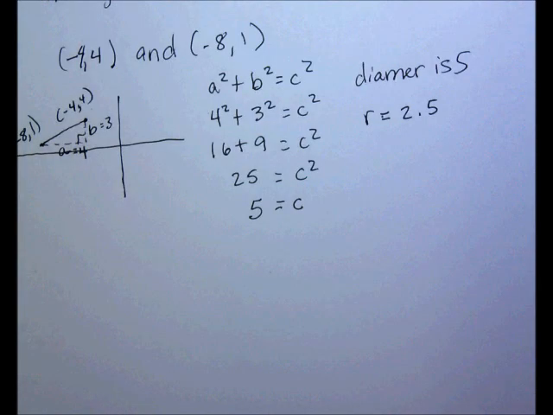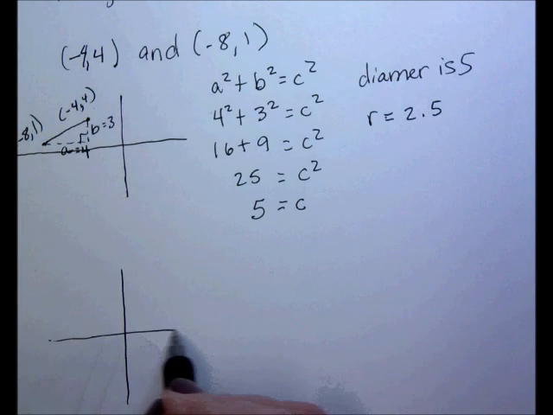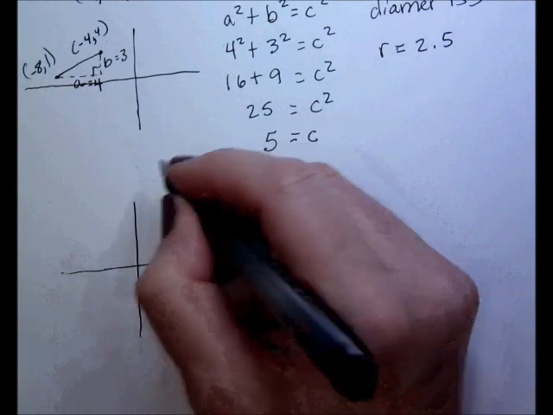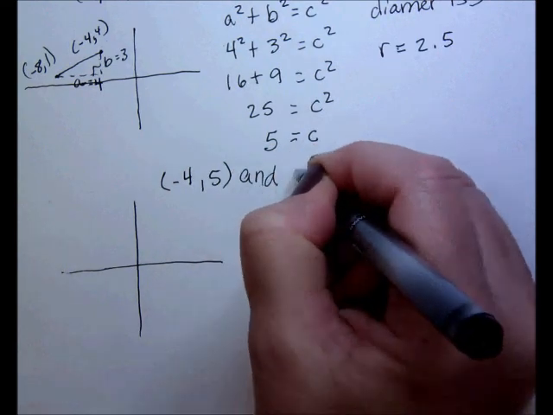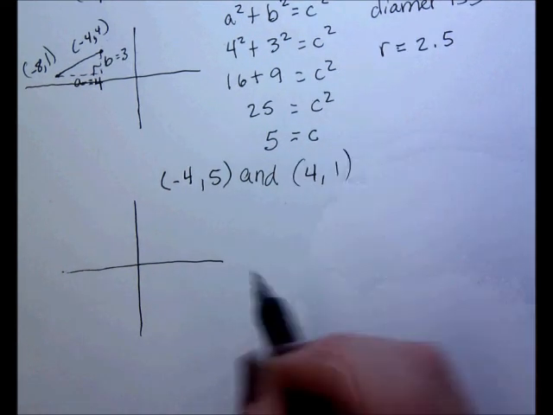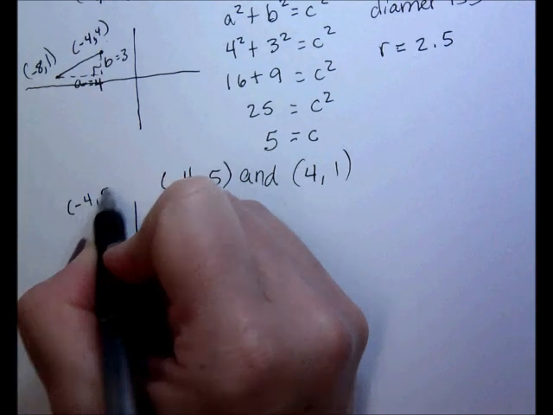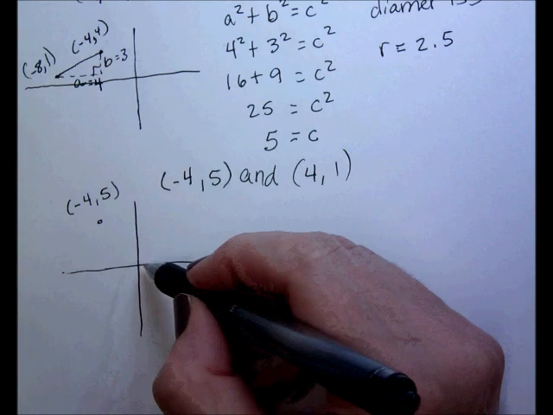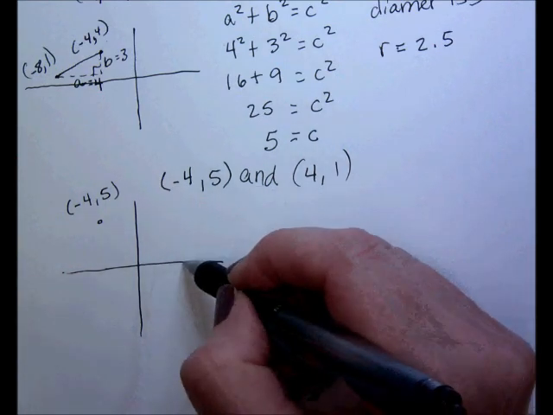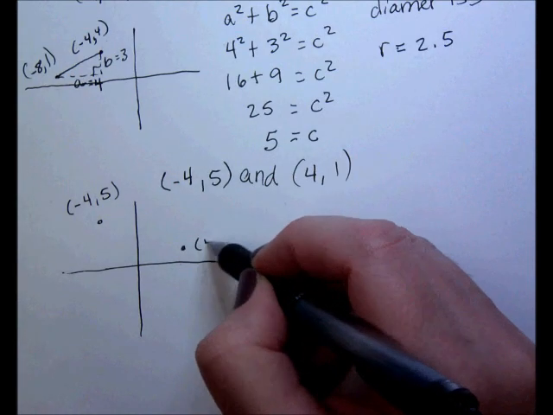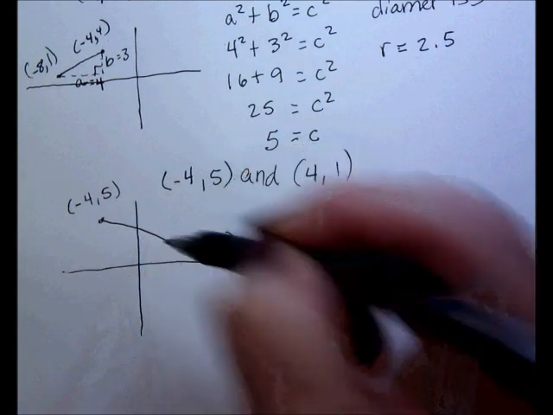So let's try another example. Let's try the endpoints of the diameter are (-4, 5) and (4, 1). So (-4, 5) is somewhere up here. And then I know that this next point, (4, 1), is somewhere over here. So this is my other endpoint of the diameter, and this would be my diameter right here.